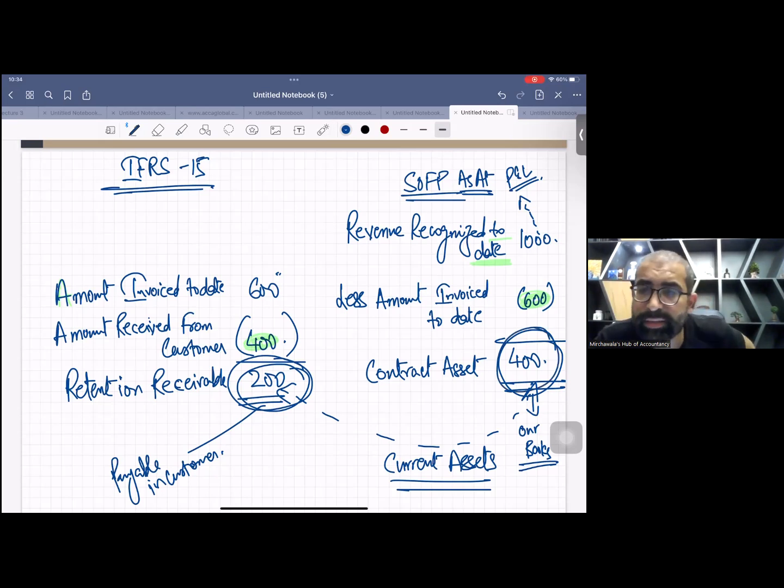But this contract asset is our internal working. Okay, it's sort of a prepayment. You just assume it as a prepayment, or that we made this investment in the project, right? So these are two different things. Normally in the exam they ask contract asset.